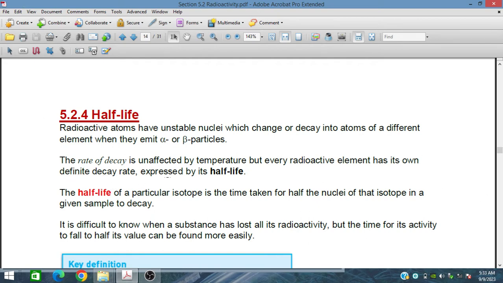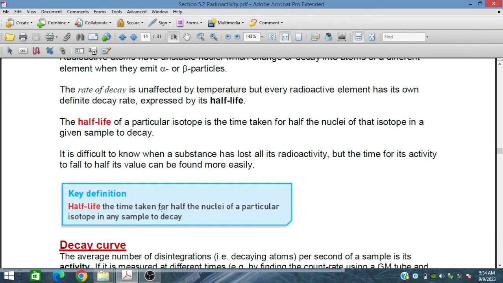definite decay rate expressed by its half-life. The half-life of a particular isotope is the time taken for half of the nuclei of that isotope in a given sample to decay. This is a probabilistic phenomenon, but it is defined in terms of its expected value. So it is difficult to know when the substance has lost its radioactivity, but the time for its activity to fall to half can be found more easily.